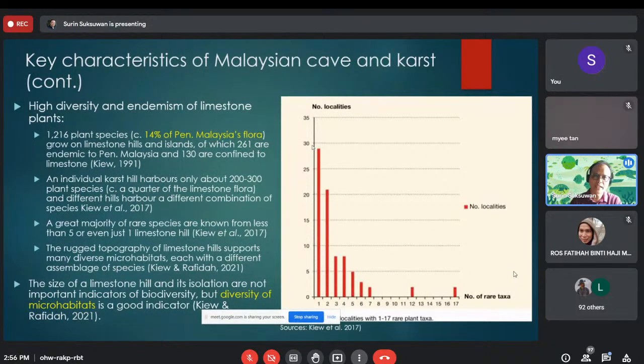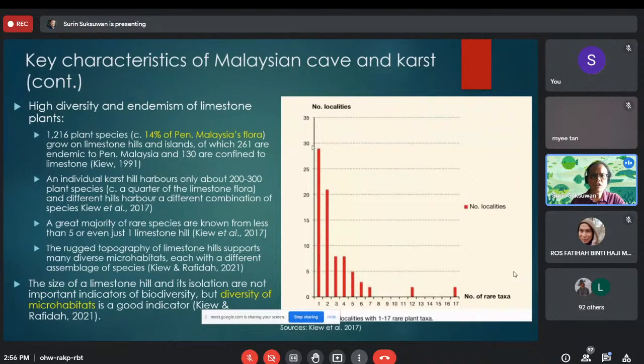So a plant in this case may be endemic to one hill, and that's what sometimes people call hyper-endemic, or it may be endemic to Peninsula Malaysia or Malaysia as a whole, meaning it's found elsewhere, but only in Malaysia, and not anywhere else in the world, right? But in this case, when we talk about endemism, it's mainly restricted to one or a few limestone hills.